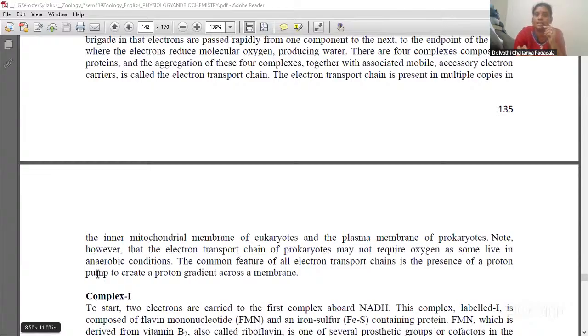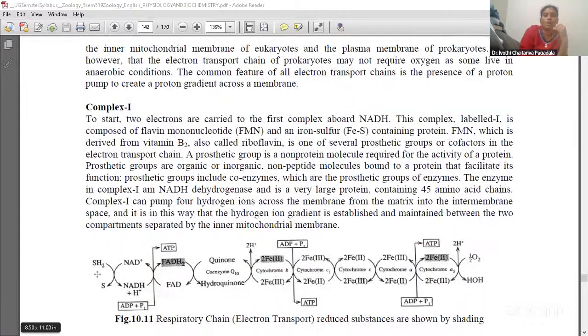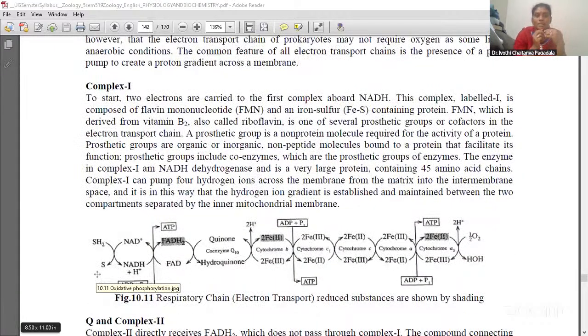A common feature of the electron transport chain is the presence of a proton pump, which creates a proton gradient across the membrane. So what happens in complex one? Here you can see complex one.